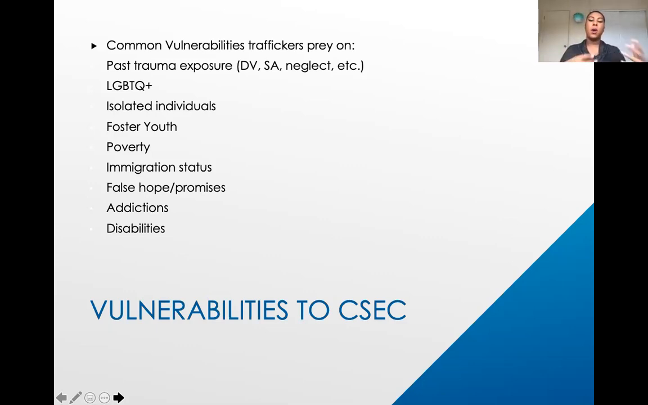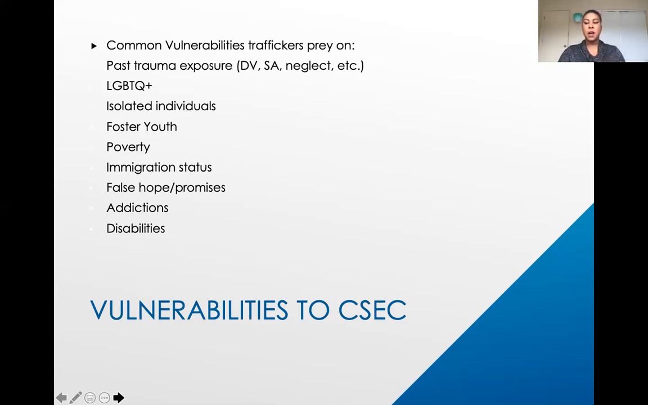One of those things that they'll do is use that past trauma exposure to gain trust, while also knowing that this is a youth whose vulnerabilities have already been violated in many ways. Because of that, they know that they can likely violate the youth's vulnerabilities in other ways, that this youth might not have very firm boundaries, might not know what boundaries even are because they have been so disrespected from an early age. The next big vulnerability is LGBTQ plus identity status.